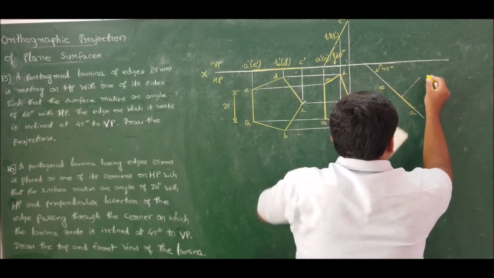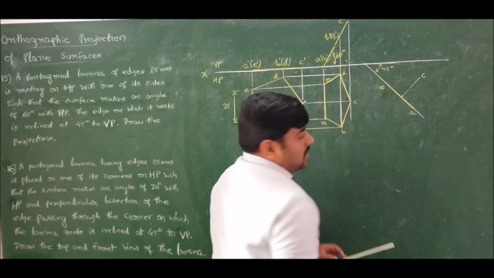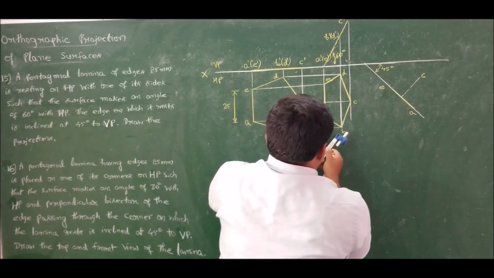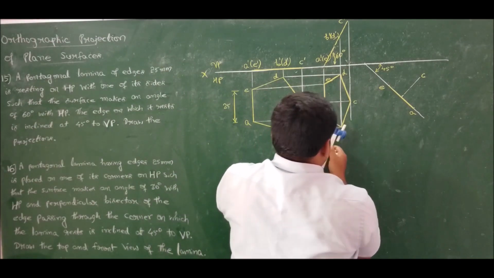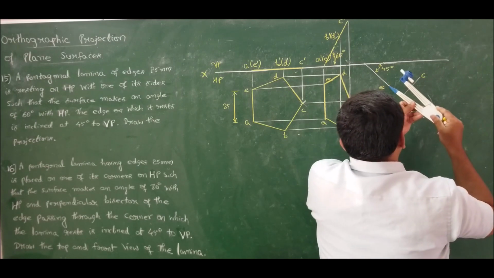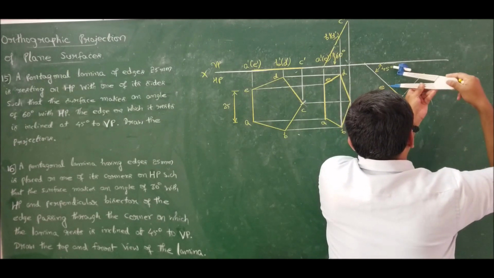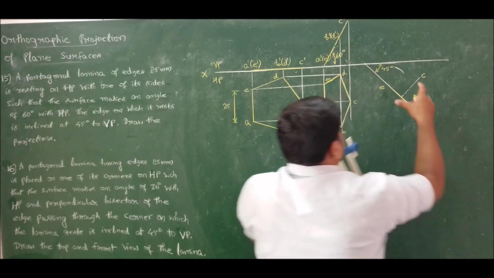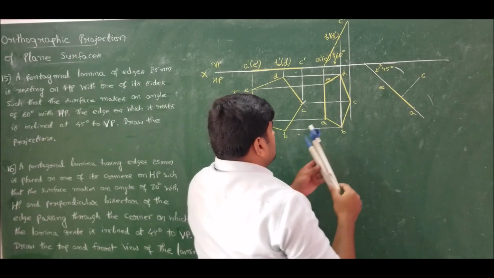So I transferred C. Now using compass you can transfer B. So from here you measure B, draw an arc. Similarly here you draw an arc for D. Ensure that this lamina should not enter vertical plane.